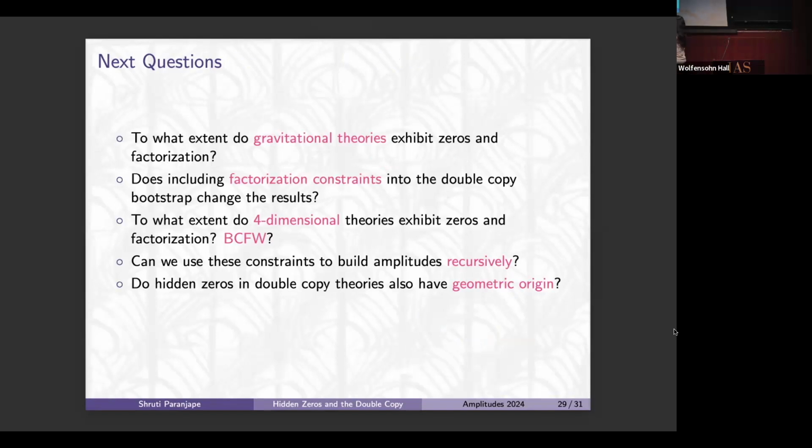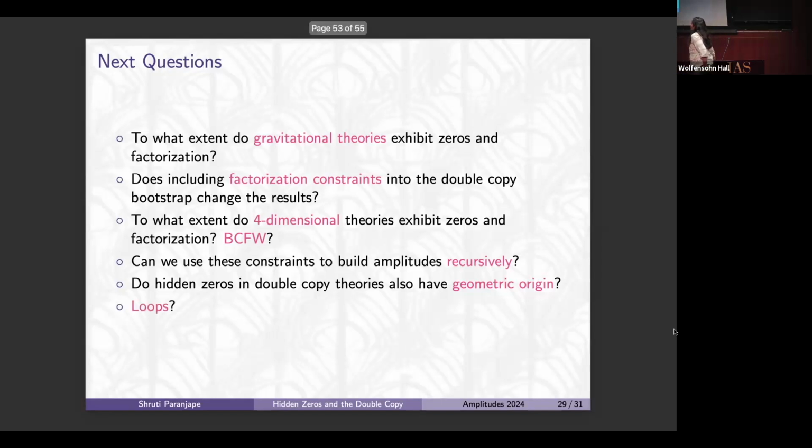Another thing is whether or not one can use these zero constraints recursively to build amplitudes. In some sense, all that goes into BCFW is the location of poles and factorization near poles. So now that we have the location of zeros and factorization near zeros, it's a natural question to ask whether you can somehow use that to recursively build amplitudes, especially in high derivative theories.